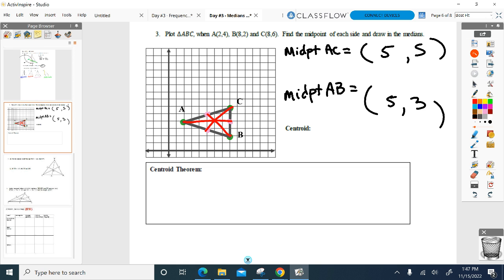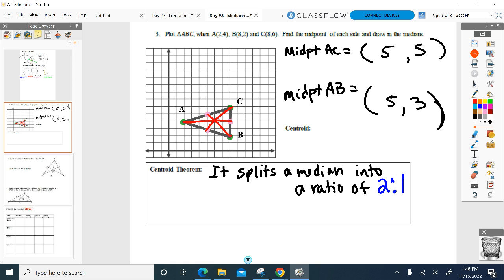The actual fact I need you to remember, not that one. I guess you can impress people later. The actual fact is a little bit more mathematical, and that is it splits a median into a ratio of 2 to 1. It splits any median into a ratio of 2 to 1.